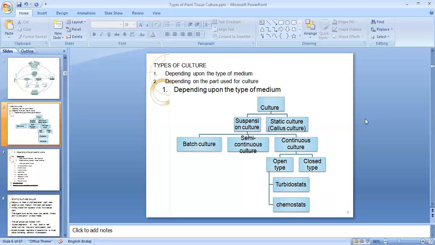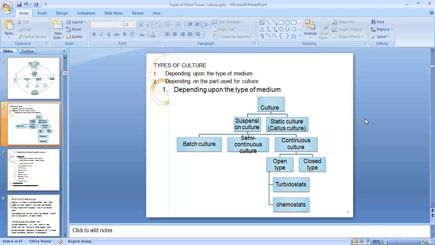And now we will see about the types of plant tissue culture. The types of plant tissue culture depend upon the type of the medium used and also the part of the explant you are using for the culture. So first we will see the first classification, that is the types of tissue culture method based on the type of medium used. So the tissue culture based on the type of medium, if it is a liquid medium we are using, it is called your suspension culture. And if it is a static culture, it is called your callus culture.